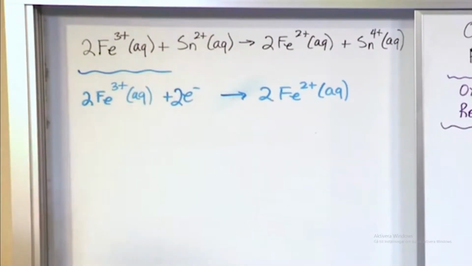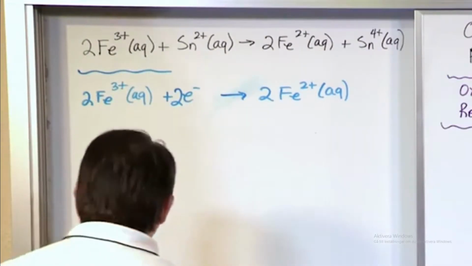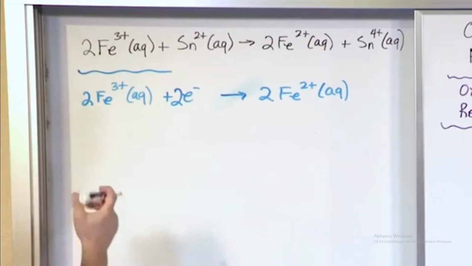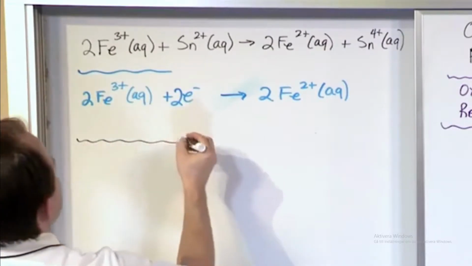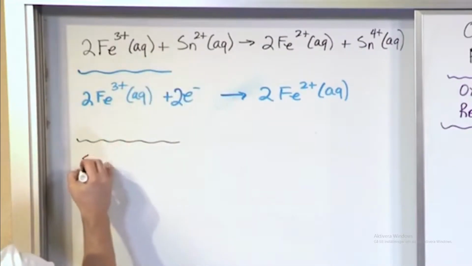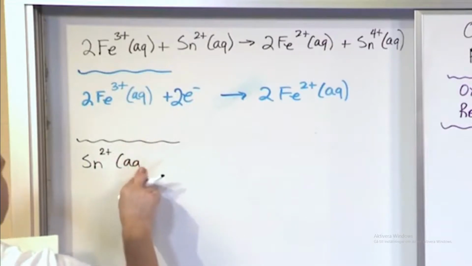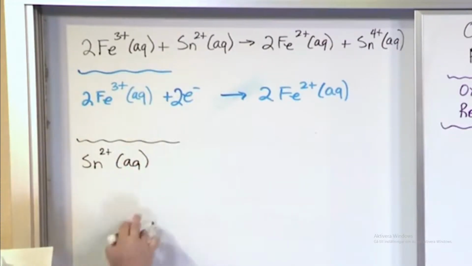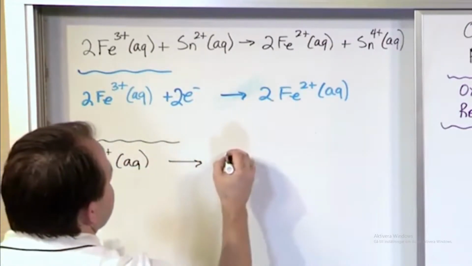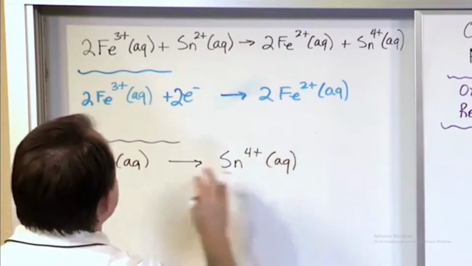So that's why we put the 2 in there. All right, and so what we do is we go down below and put another line here. Let's see if we can write the other half of this reaction. So here we have Fe2+ in aqueous solution (aq), yielding Fe4+ in aqueous solution. So here's before and after.